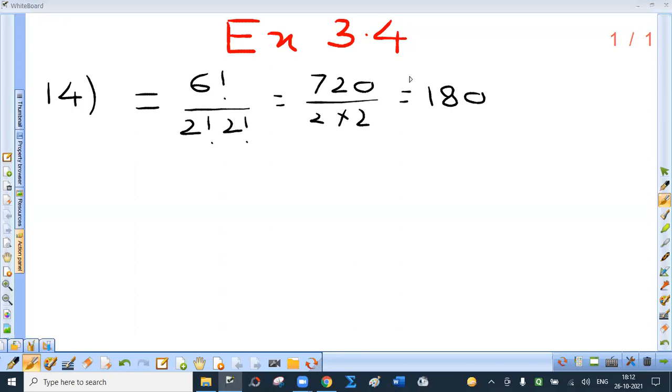In second part, what is asked? How many of them have the two Ns together? Okay. Next line. We consider two Ns as a single letter.